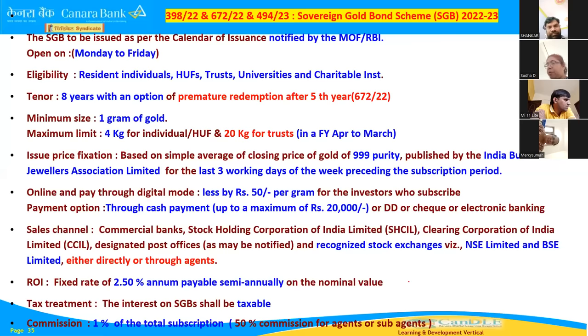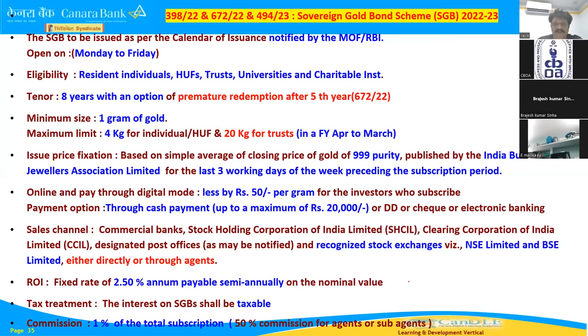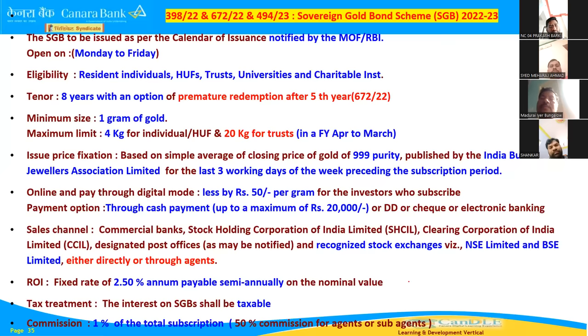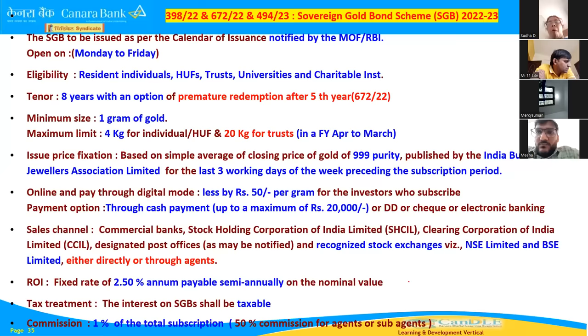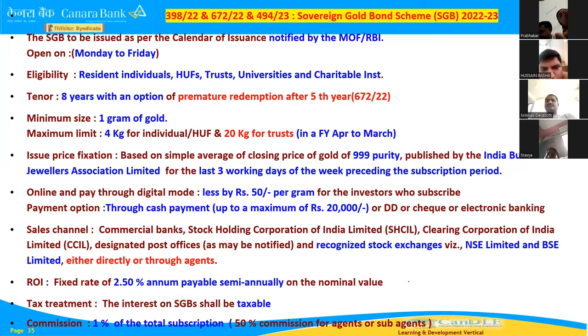Minimum size. If anybody wants to purchase this sovereign gold, how much can they purchase? This is nothing but online purchasing of gold from the Government of India. Minimum 1 gram, maximum 4 kg can be purchased. Individuals and HUF can purchase 4 kg, but trust, very important, can purchase 20 kgs. Whatever I kept in red, you have to remember, you don't have a choice. Only trust can purchase 20 kgs under sovereign gold. All others only 4 kg. Minimum is 1 gram.